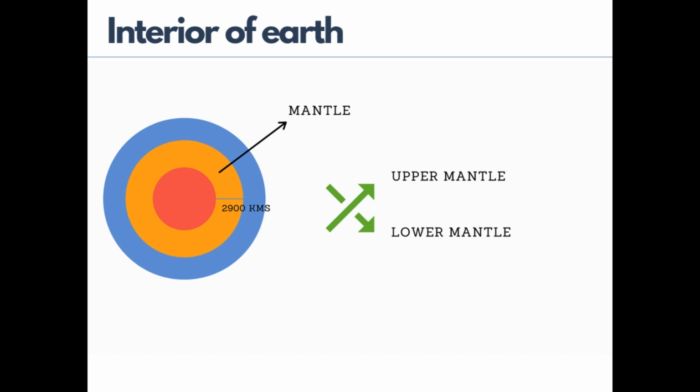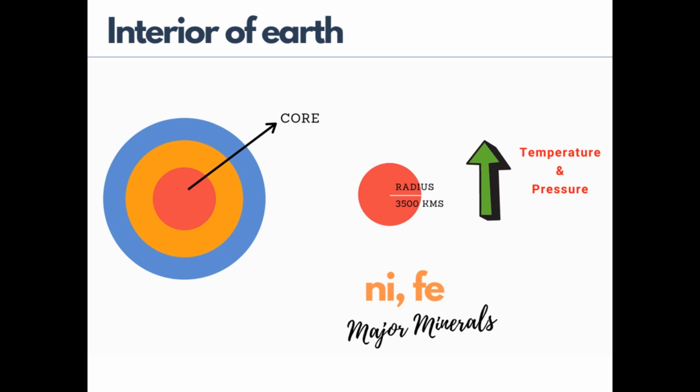Next to the crust comes the mantle. From the base of the crust, it extends up to 2900 km, and we can further classify the mantle into upper and lower mantle. Next comes the core, the innermost layer of Earth, and its radius is about 3500 km. Major minerals found in the core are nickel and iron. Fe and Ni are the chemical symbols of these elements.